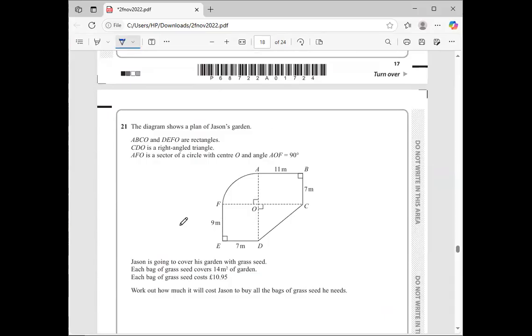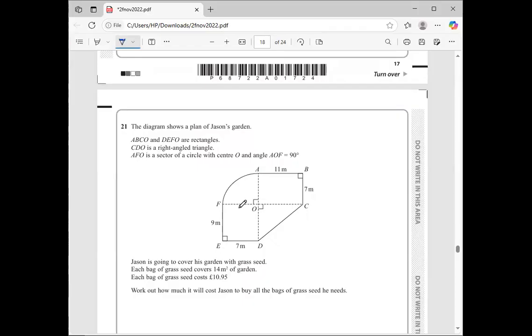This guy looks familiar. It looks really familiar. Okay, so here we go. The diagram shows a plan of Jason's garden. I think this is exactly the question we solved. Very, very familiar. A, B, C, O, and D, E, F, O are rectangles. Do you want us to skip this? Should we skip it? Yeah, fine. Okay, all right.